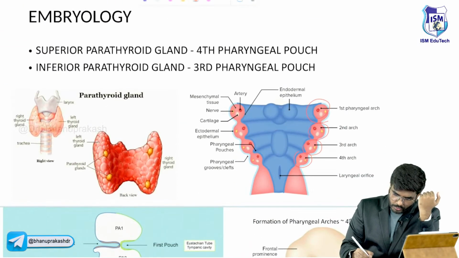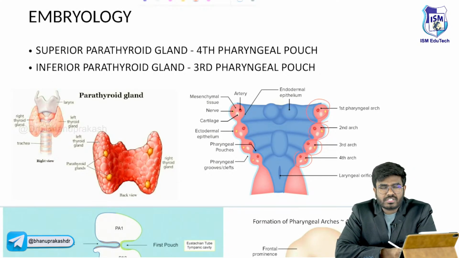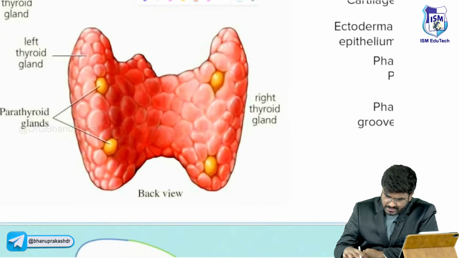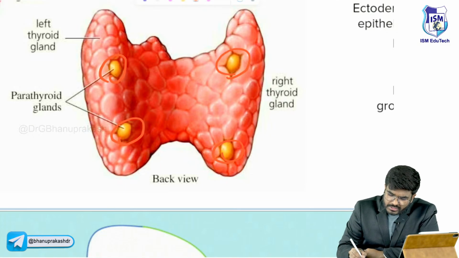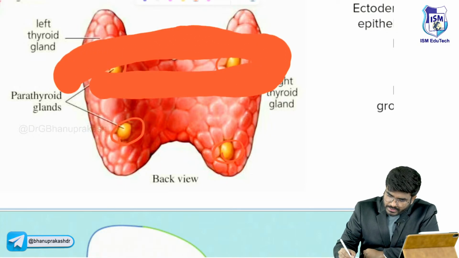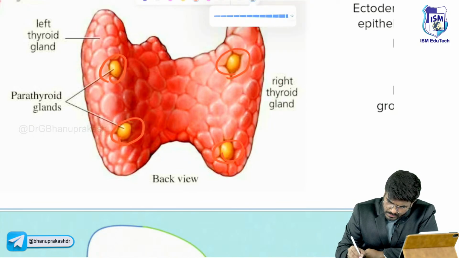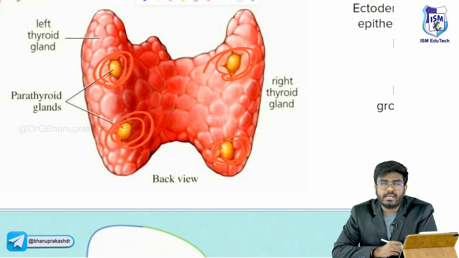Now, I'm going from the basics. First let me tell you the normal functions of the parathyroid and the parathyroid disorders. How many parathyroid glands do we have? This is the thyroid gland. There are 4 parathyroid glands, of which 2 are superior parathyroid glands and 2 are inferior parathyroid glands.